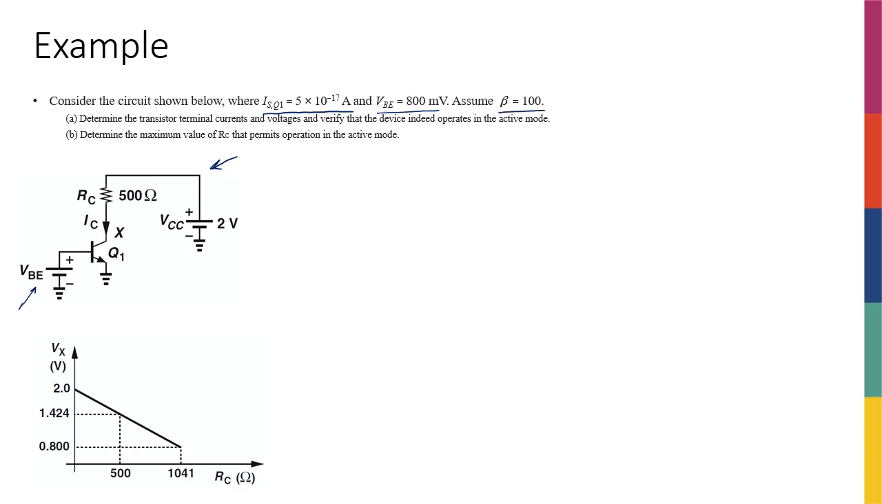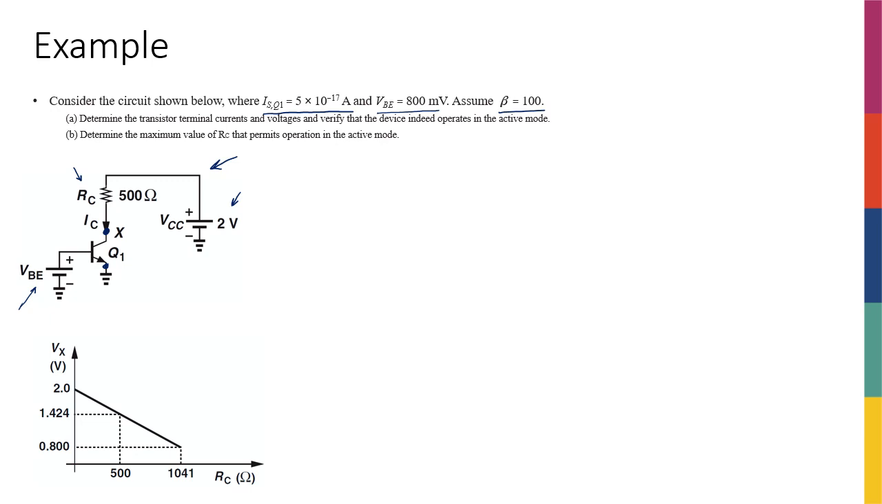We have a resistor connected to the collector, RC. It's between the collector terminal of the transistor, which is here, and some voltage source called VCC. And this voltage source, or battery, has 2 volts. And the emitter terminal of the transistor is connected to ground, right?